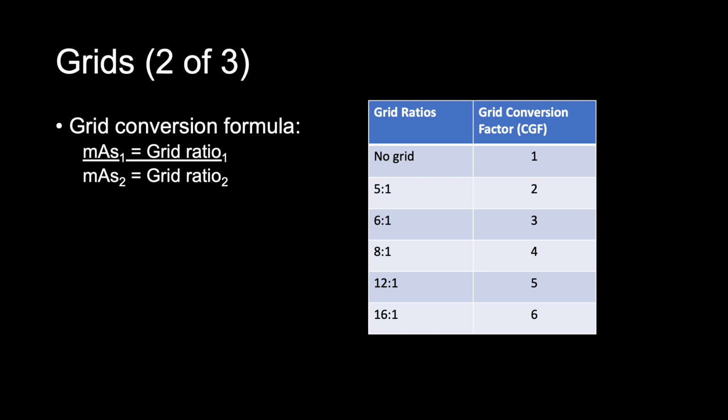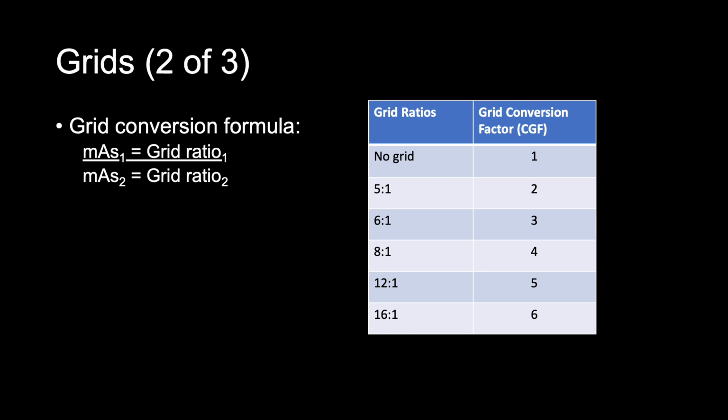When a grid is added, the radiographer must use the correct grid conversion factor to multiply by the mAs to compensate for the decrease in exposure. When a grid is removed, the correct grid conversion factor must be divided into the mAs to compensate for the increase in exposure.